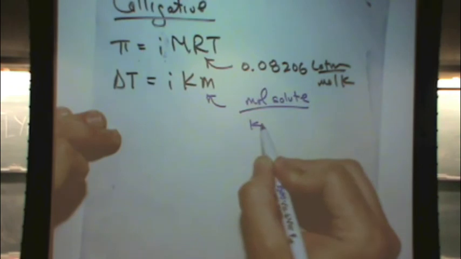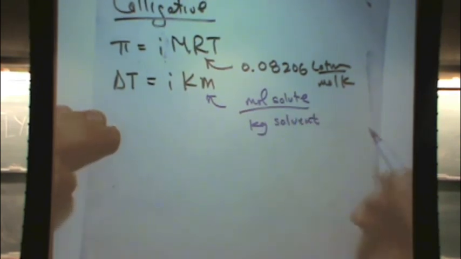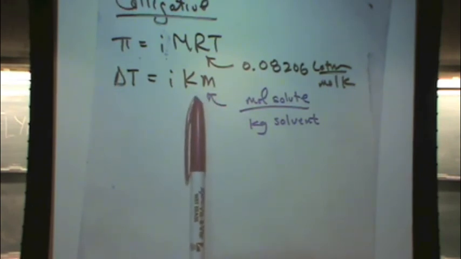Solute per kilograms of solvent. This is the only one I can think of right now that has solvent in the denominator. Typically the denominator is solution, but this one's solvent. Okay, let's drink a little of the Kool-Aid right now. That's molarity, you got that.